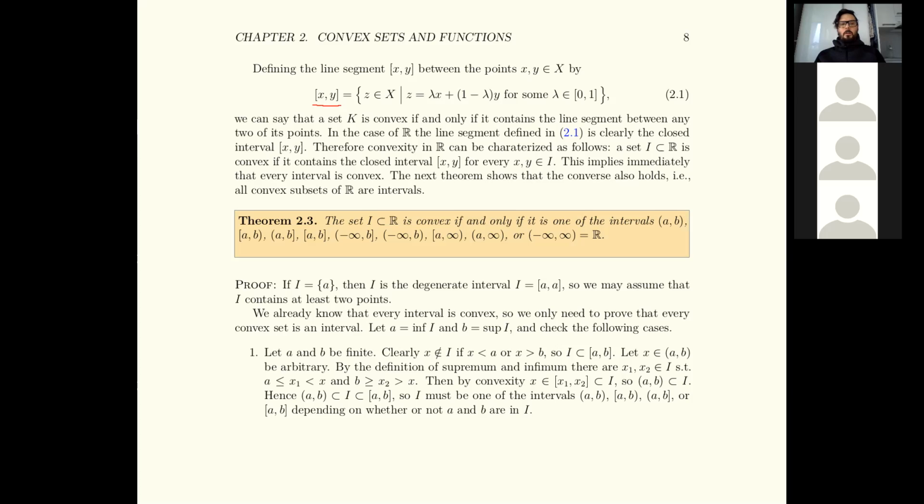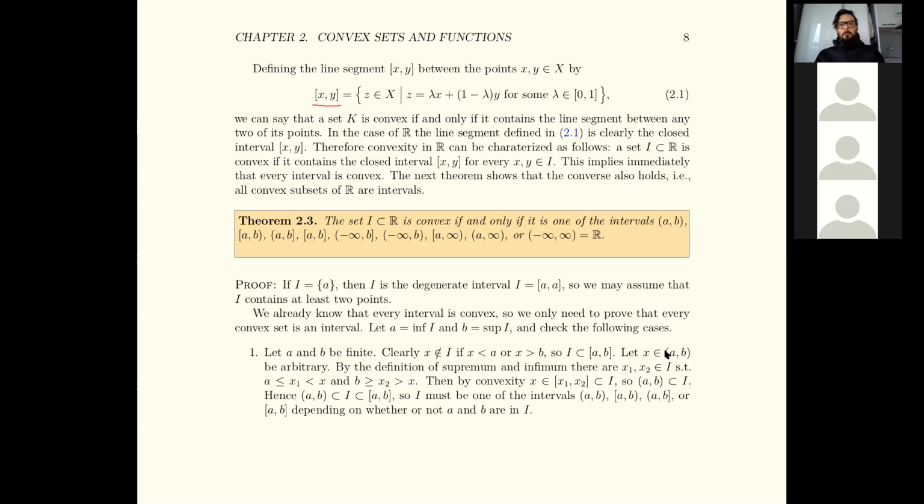So we already know that every interval is convex. It's fairly easy to see because the line segment can be just expressed like this. For obvious reasons, every interval in itself is convex, because all the numbers between A and B are in that interval. By definition, all the numbers between A and B are between A and B, right?